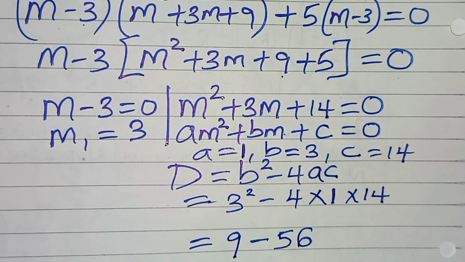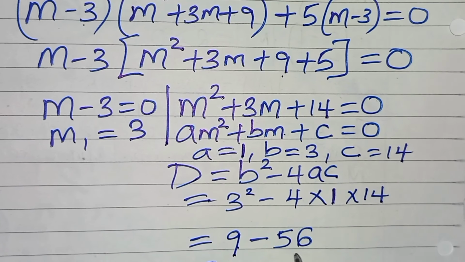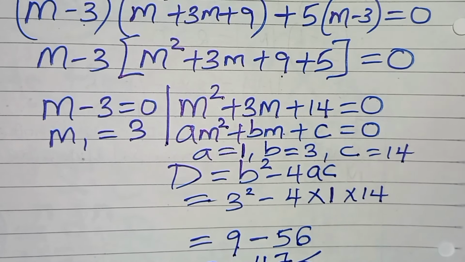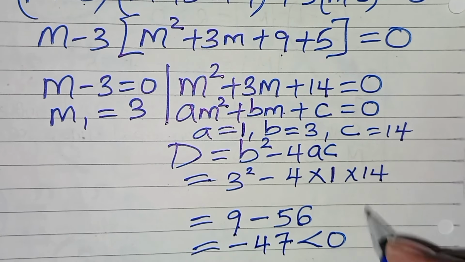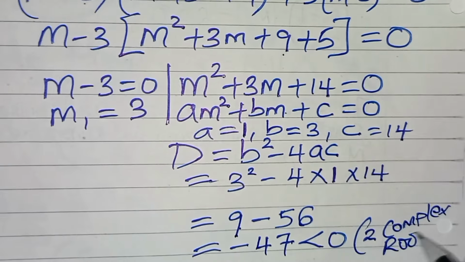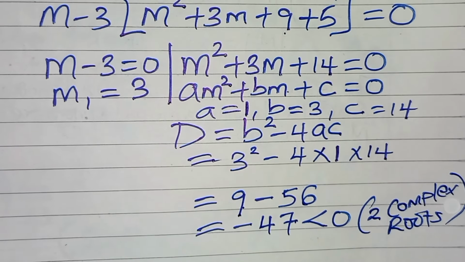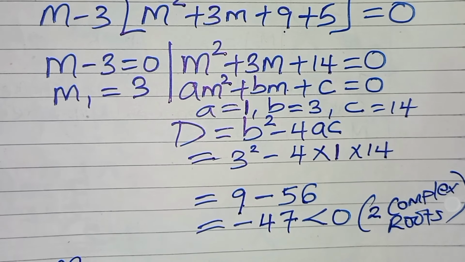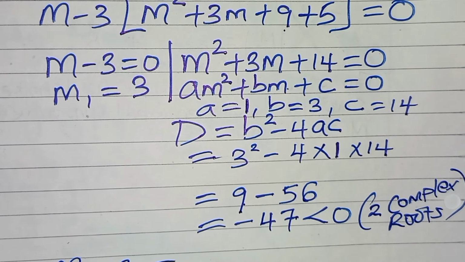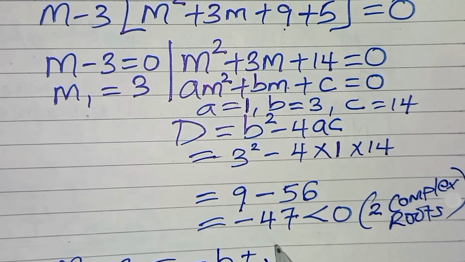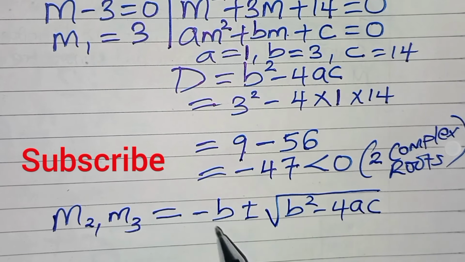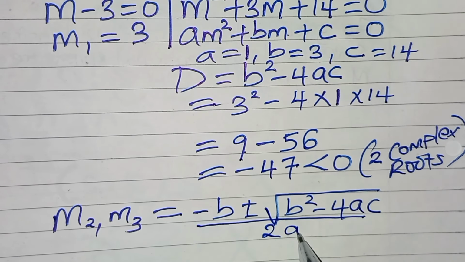Now the next step here, we have 9 subtract 56, and this is actually negative 47, which is less than 0. So this means that we have two complex roots. That is m2 and m3 can be solved by applying the quadratic formula, which is minus b plus or minus the square root of b squared minus 4ac, all this divided by 2 times a.